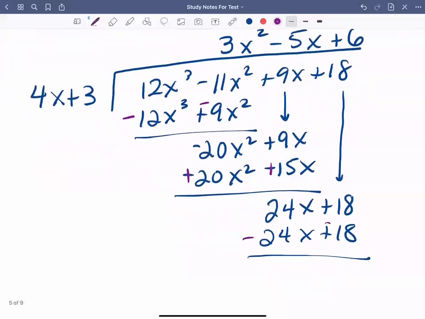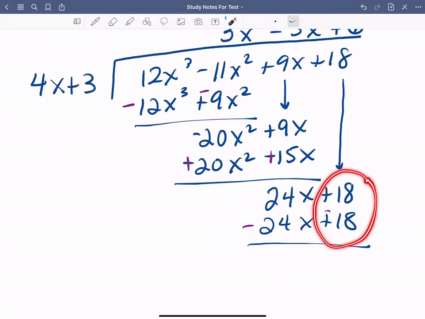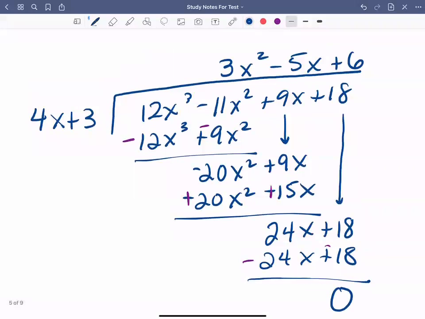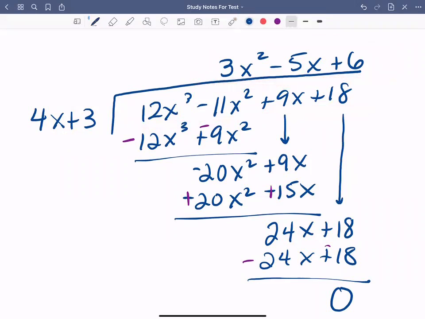What happens is this gives us 0, which is what we wanted, but also this gives us 0. That's not necessarily what we need to have happen, but when it happens, it tells us some good things. That means your remainder is 0. What comes out of this? This now says that 4x plus 3, our divisor, is a factor of our dividend, 12x cubed minus 11x squared plus 9x plus 18. It also tells us that our quotient, the answer that we achieved, is also a factor of our dividend. So this is our answer here.